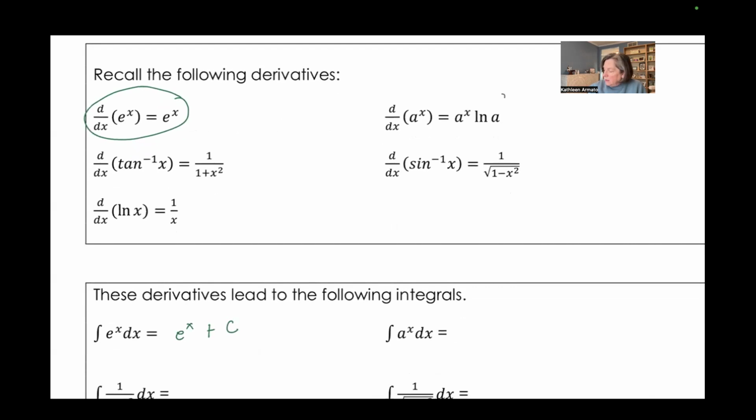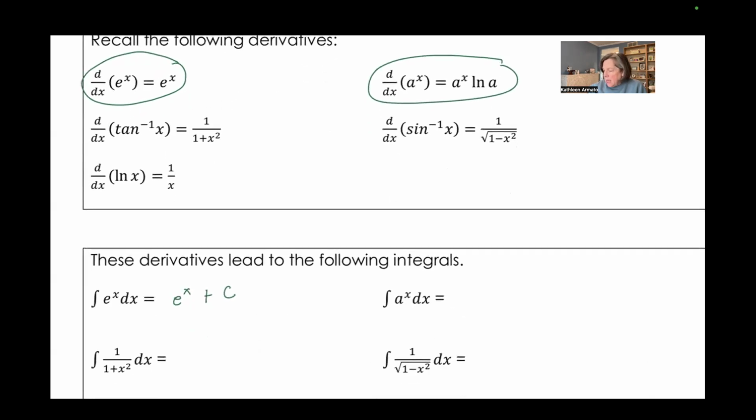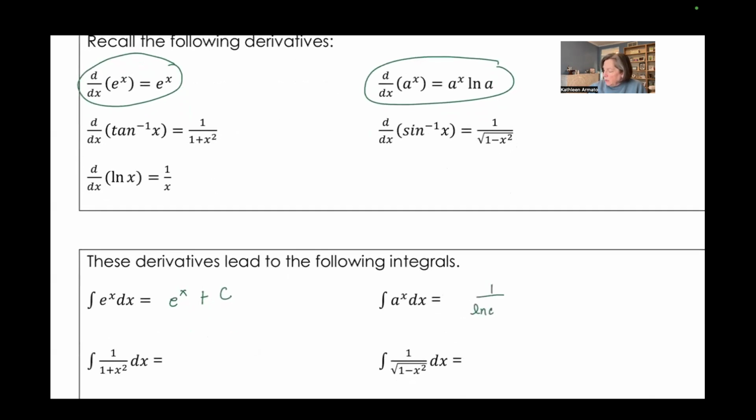The derivative of a to the x is a to the x natural log of a. So if I'm going to take the integral of a to the x, I'm going to have to put a 1 over natural log of a in front plus c, so that when I take the derivative of this, it'd be 1 over natural log of a times natural log of a, and they would cancel and give me just the a to the x.